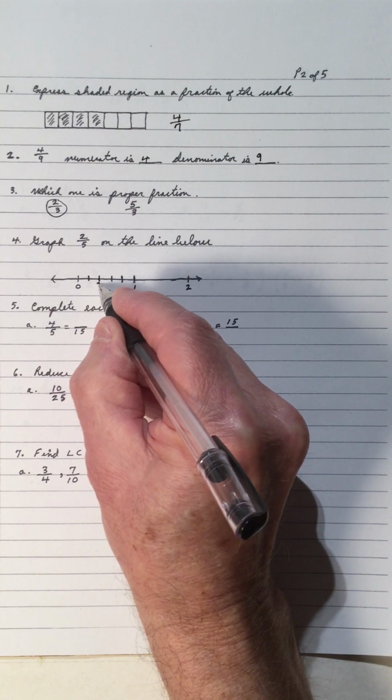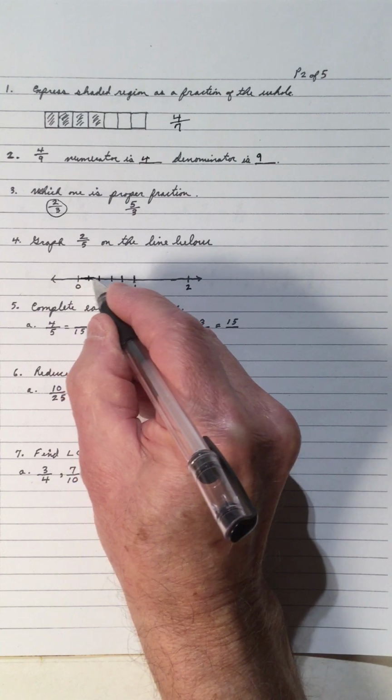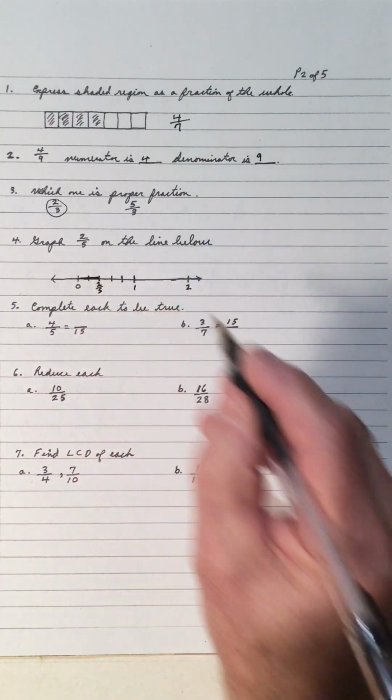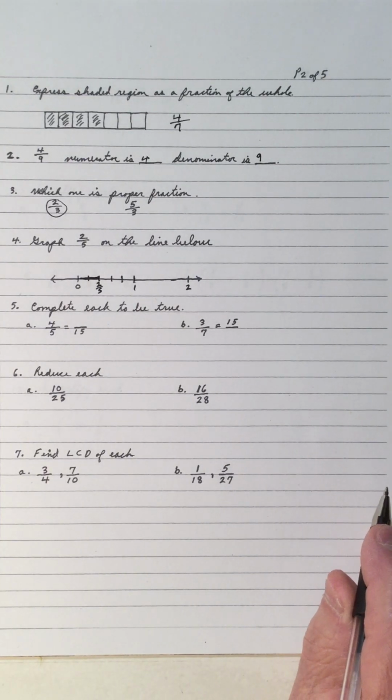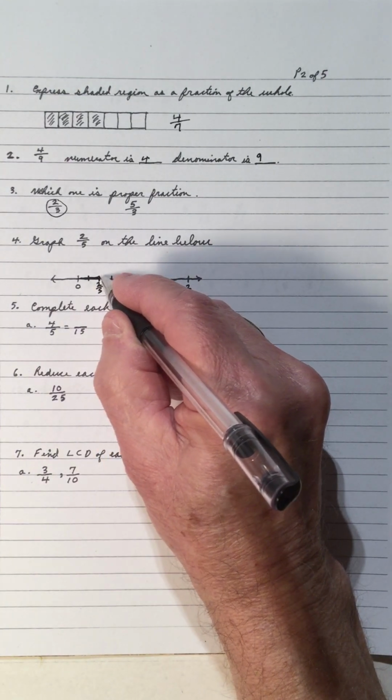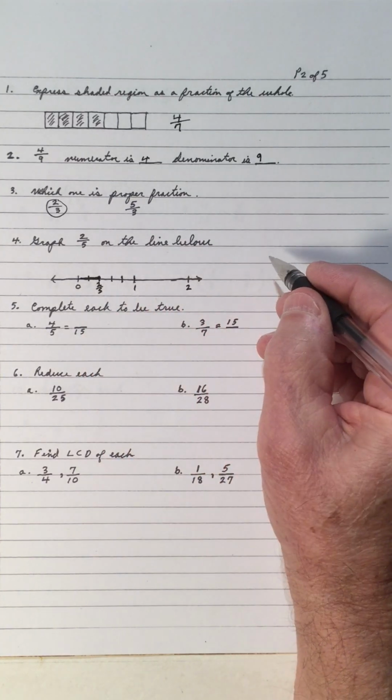2/5 is that part there. So there's 2/5 on the number line. So 2/5 is 2 out of 5 pieces.